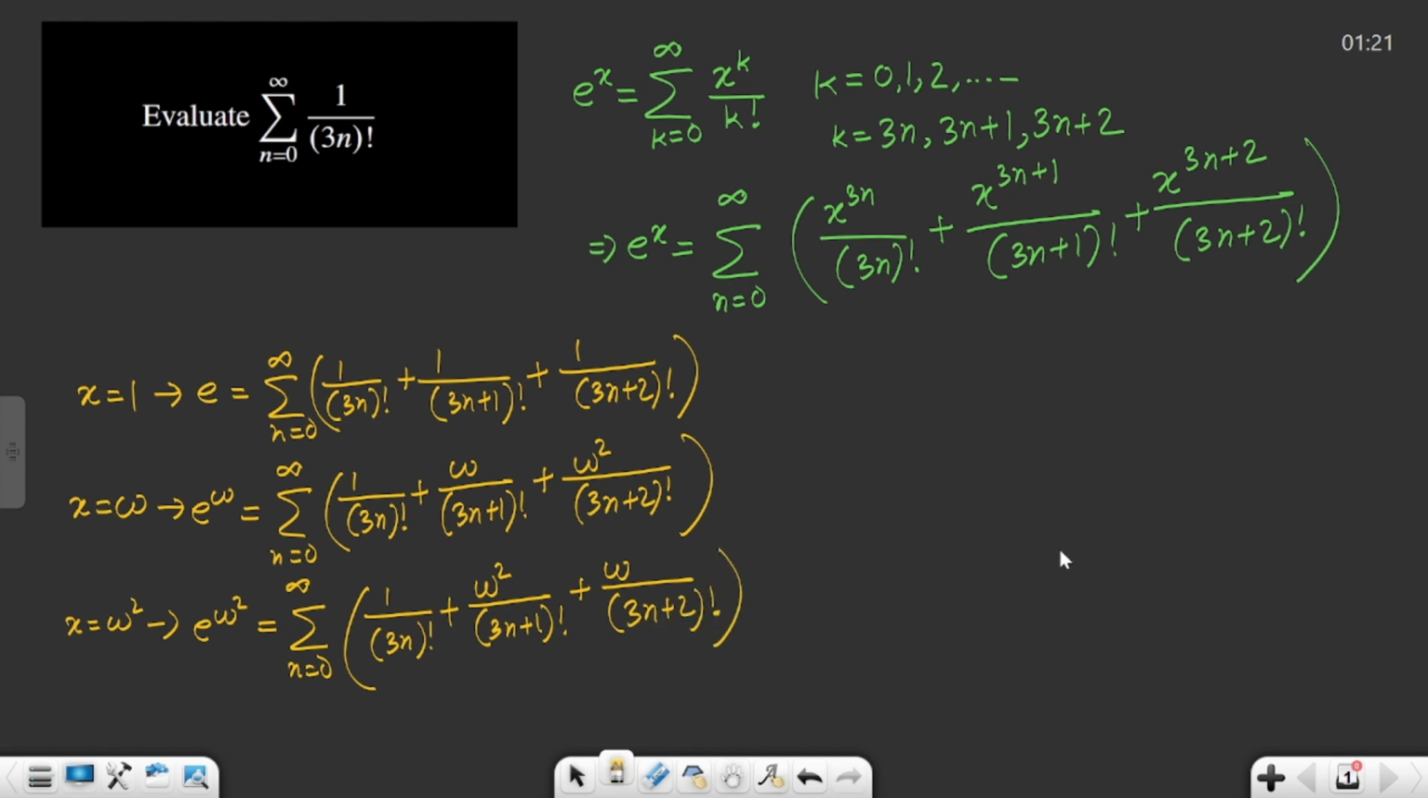You need to know the properties of omega clearly, okay? That is the basic cube root of unity. So now, see what we will do.